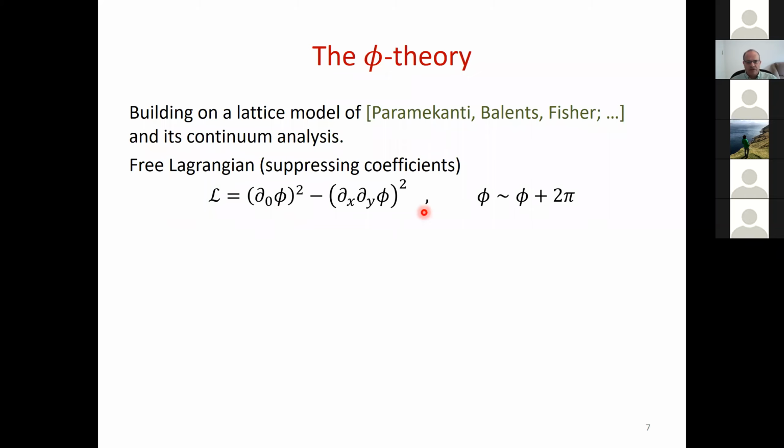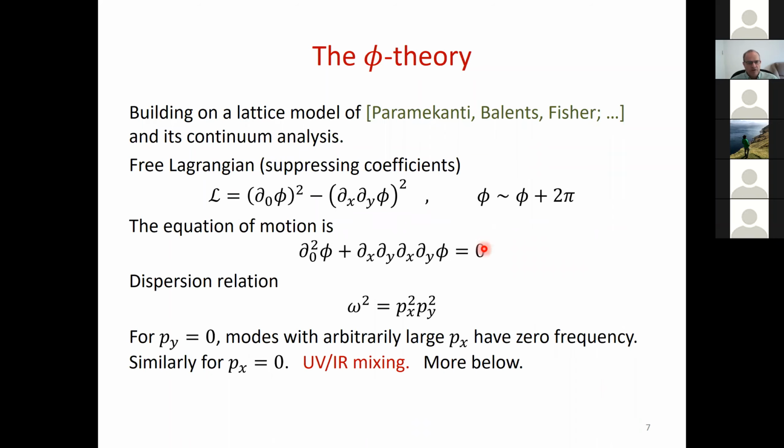And since it's free, we should just analyze it. We open the textbook and we just analyze what this system does. As you will soon see, despite looking so innocent, it has very interesting structure. And I emphasize, this is a solvable system because it's quadratic. So what's the equation of motion? The first thing we do is look at the equation of motion. We take the variation with respect to φ. This is the equation of motion.